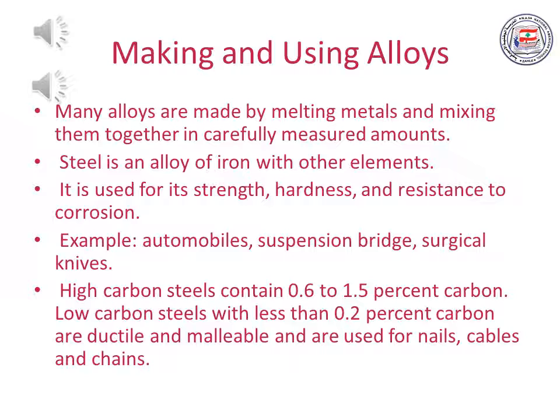Not all steels are alike. Their properties depend on which elements are added to iron and in what amounts. For example, carbon steels are stronger and harder than wrought iron, which is almost pure iron. High carbon steels contain 0.6 to 1.5% carbon.